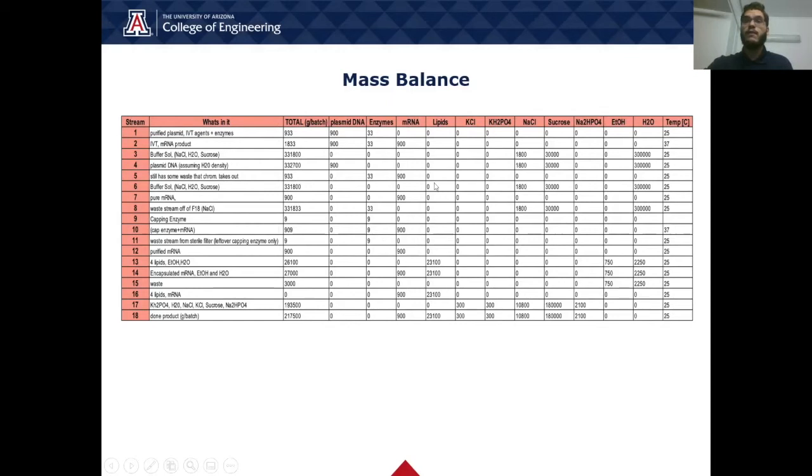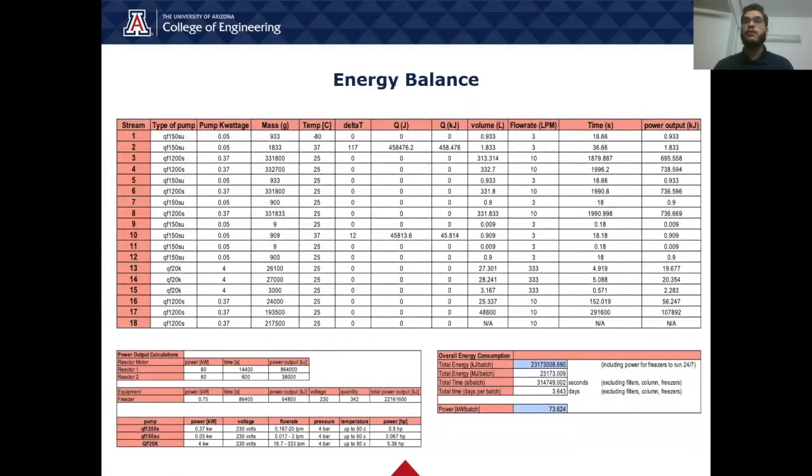Working backwards, we calculated the total mass for all of the rest of the components in the vaccine. Moving on to the energy balances, we have 3 primary sources of energy consumption. That is the pumps, one pump corresponding to each stream in our process, the 2 different reactors that we are using in our process, and lastly, the freezers.